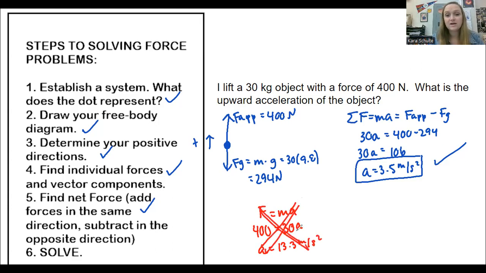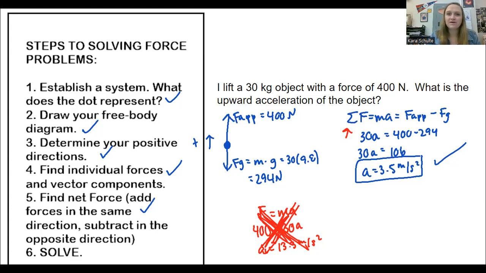This is not correct because we have to take the sum of our forces. We cannot forget that the gravitational force is acting on the object, because that's going to make it more difficult for me to lift it, which means I have less acceleration. Do not fall for this bottom one. I can guarantee on multiple choice tests I'm going to put that answer on there. And if you do it wrong, you're going to find your answer. Don't be that person.